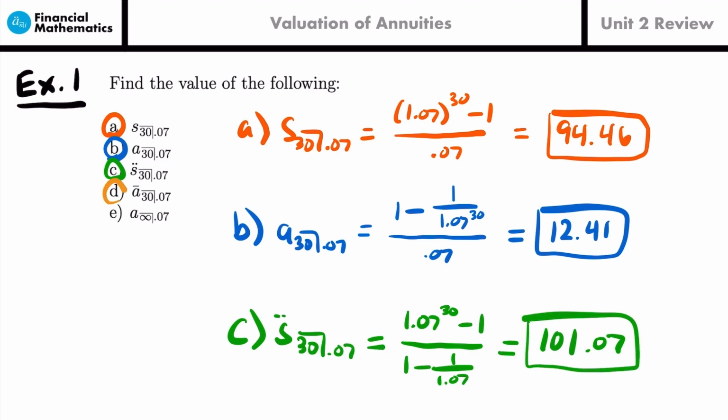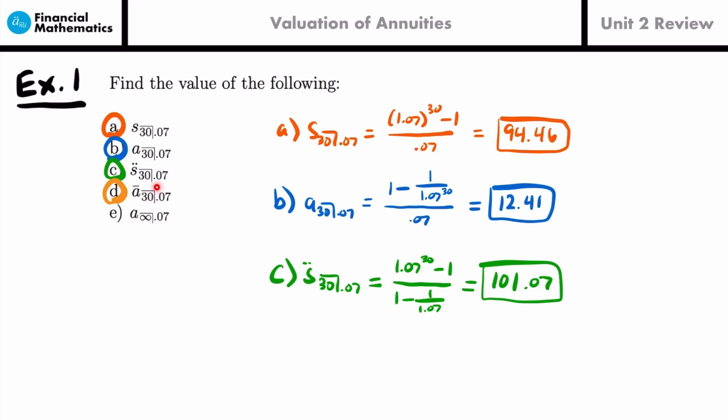Now let's move on to part D. For part D, we have the present value of a continuous annuity with 30 payments of $1 using an interest rate of 7%. The reason I know it's a continuous annuity is because of the bar above the A. That's how we denote a continuous annuity. So the formula will look a little bit different. For part D, we have A bar 30 bracket 0.07.